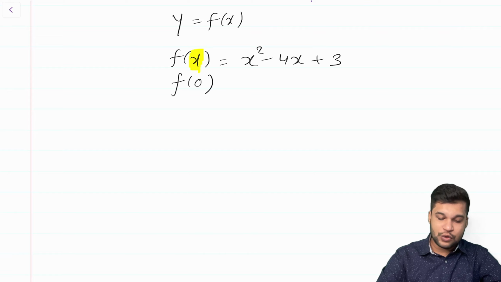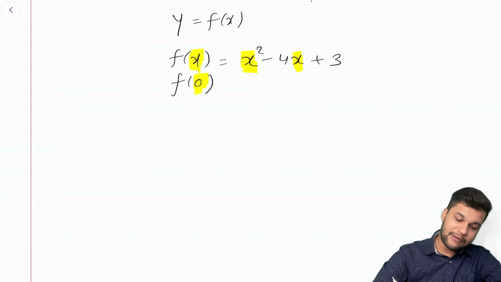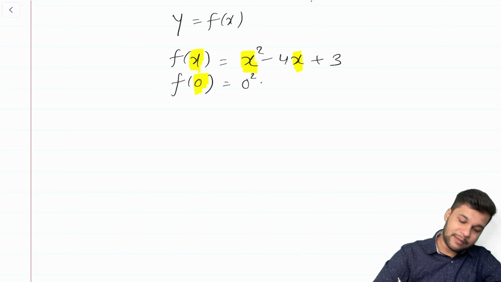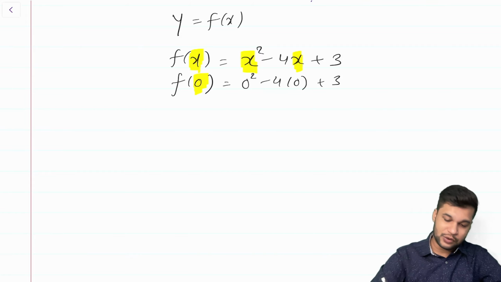Instead of x, you substitute 0. In place of x, you substitute 0. So what will be f of 0? It will be 0 square minus 4 times 0 plus 3. So 0 square is 0, 4 times 0 is also 0, plus 3 is 3. So the answer is 3.